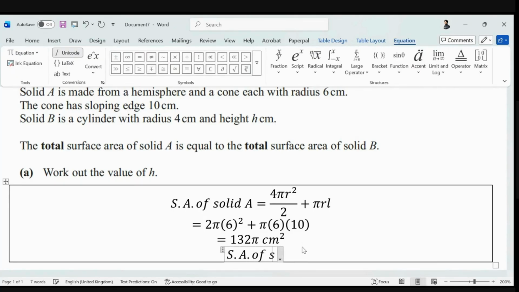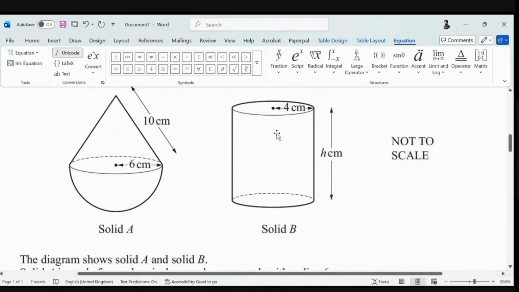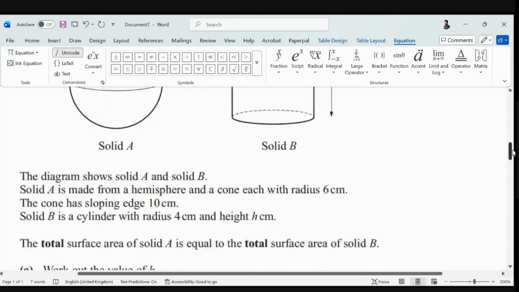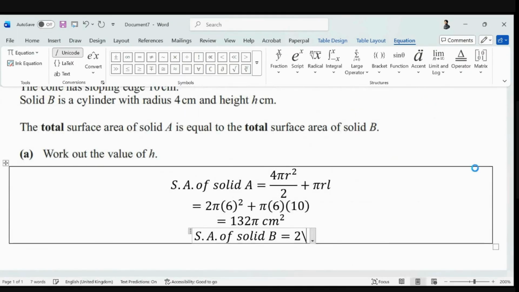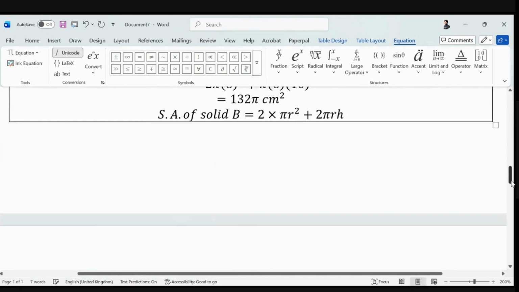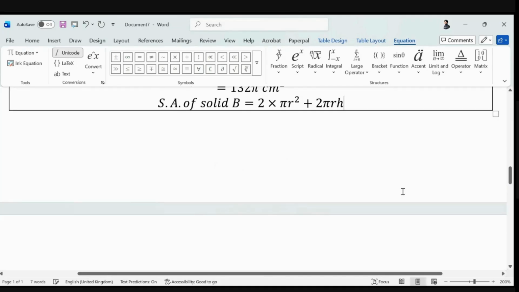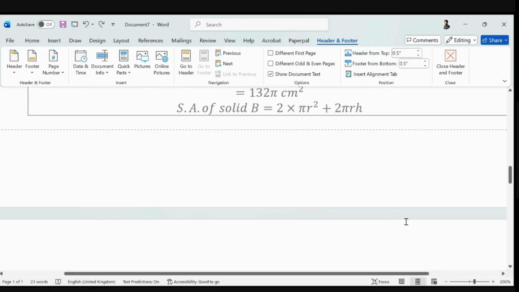So the surface area of solid B will also be the same. But how many surfaces does solid B have? I told you it has two circles and a curved surface area. So two circles, I will just multiply 2 with the area of one circle, pi r square. The curved surface area is 2 pi r h. Now I know that solid B also has the same surface area, 132 pi, right? 132 pi.